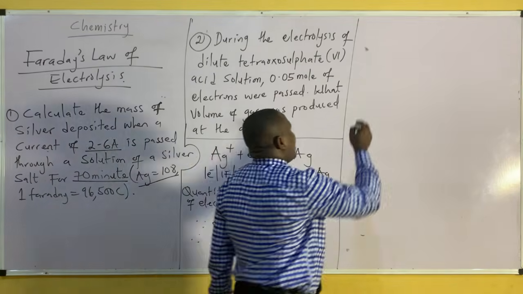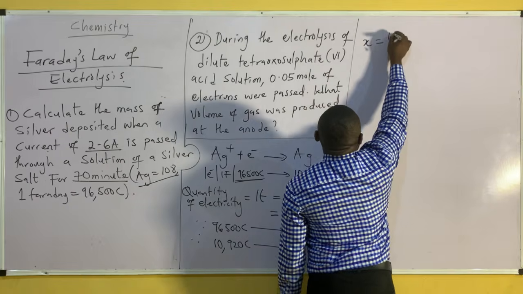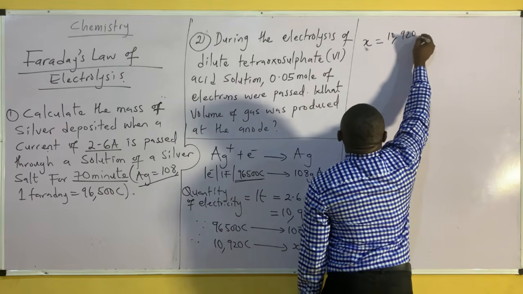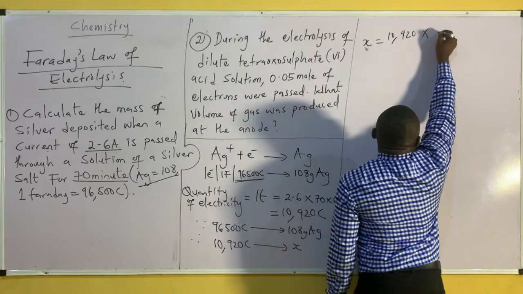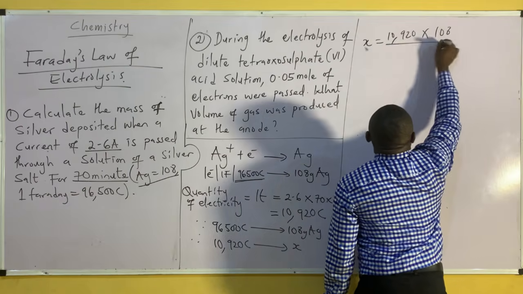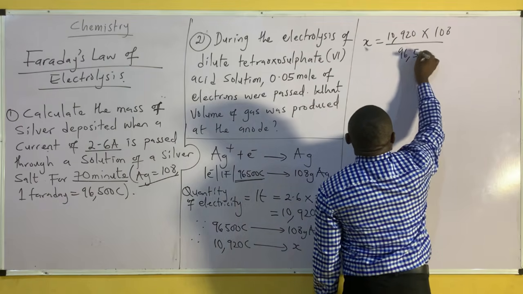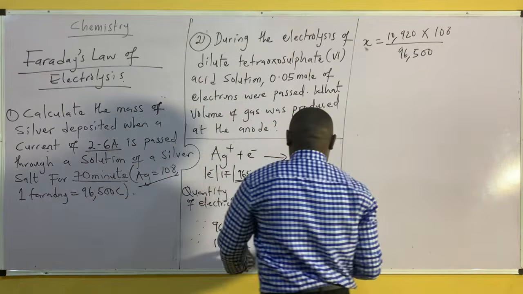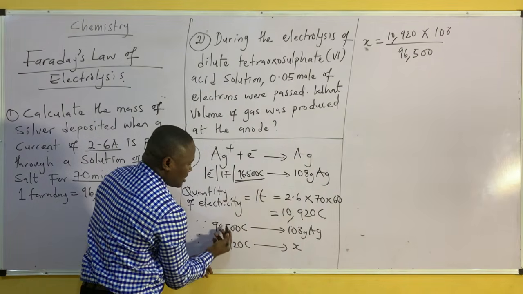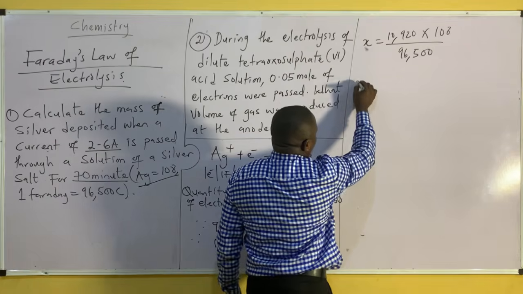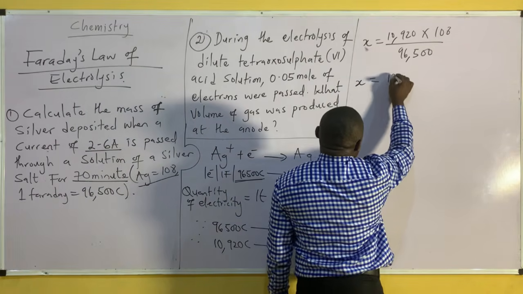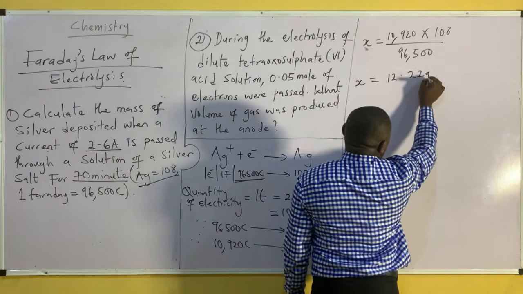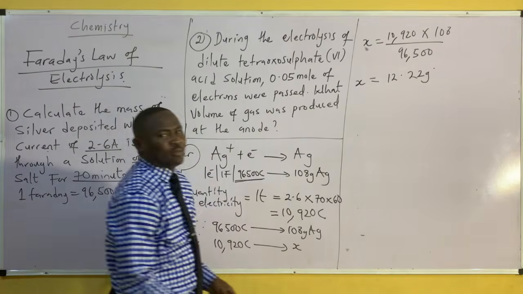What is my X? X will now be equal to 10,920 times 108 over 96500. That's, if you cross multiply this, this will times this, divide by this. So my X will now be equal to 12.22 grams. That becomes the answer to this question.